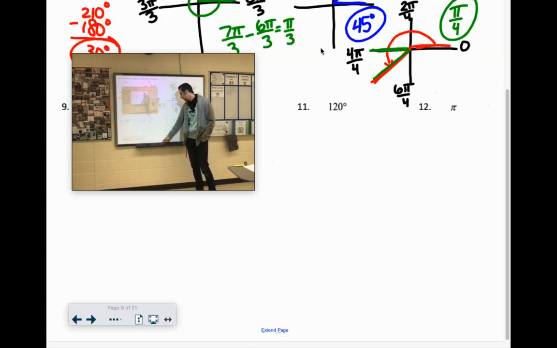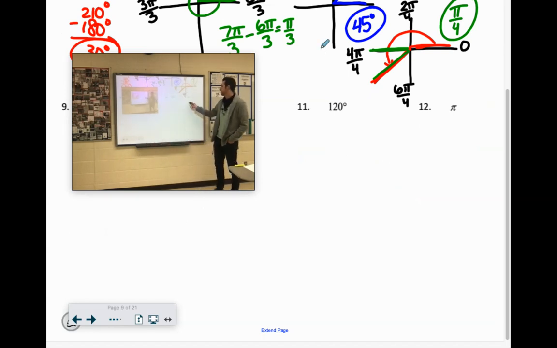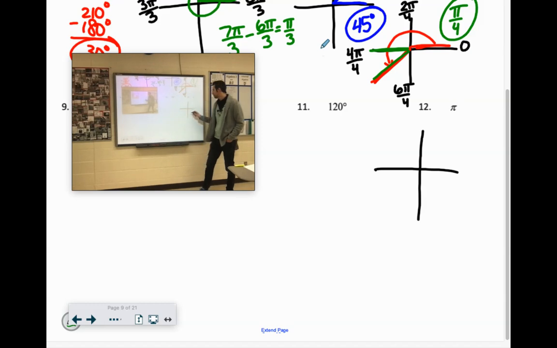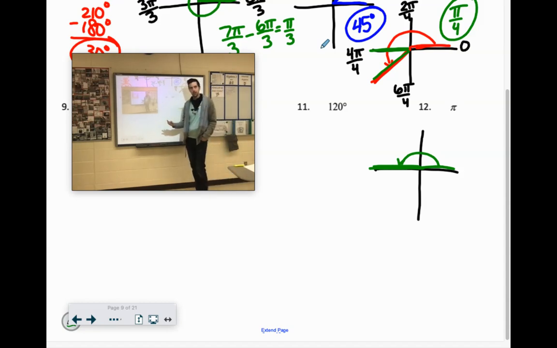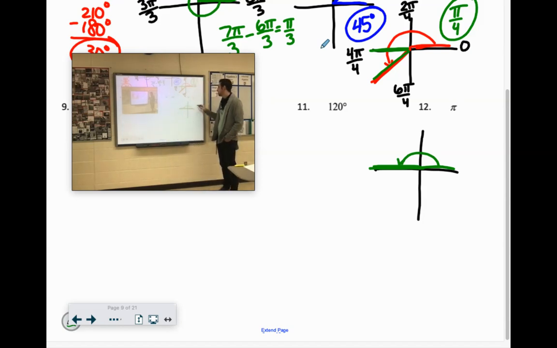So the last one I want to go over from this section is number 12, pi. So we need the reference angle for pi. Now, if you think of pi, pi is right over here. It's right on that quadrant. So if it falls right on a quadrant, there isn't a reference angle. So you would just say none.